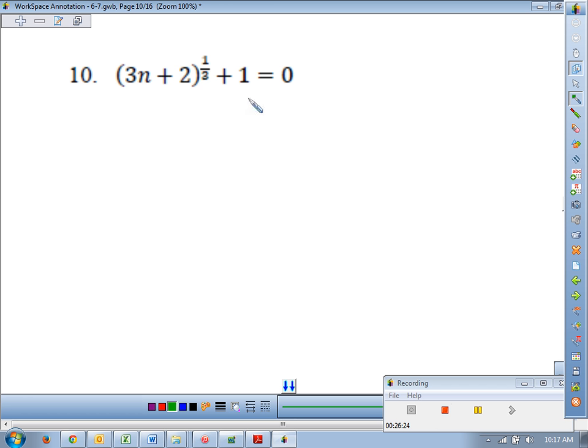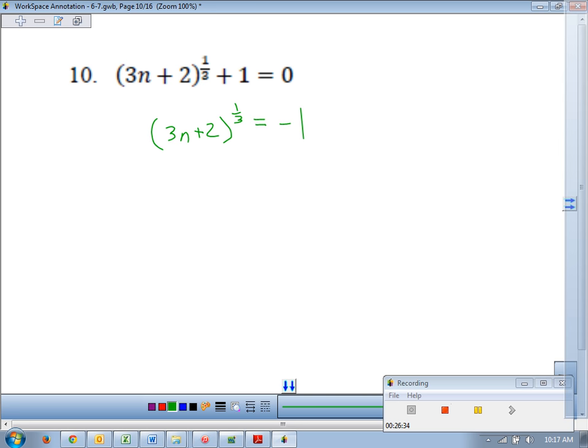Shouldn't we subtract 1 first? (3n + 2) to the 1/3 equals -1. Stop there. Empty set, or should we keep going? Don't we have a negative equal to a quote-unquote radical, even though it's a rational exponent? Will there be no solutions to this bad boy?